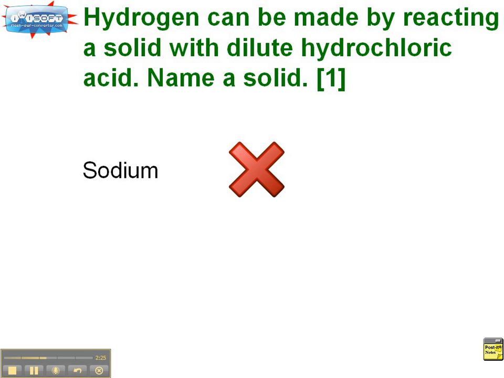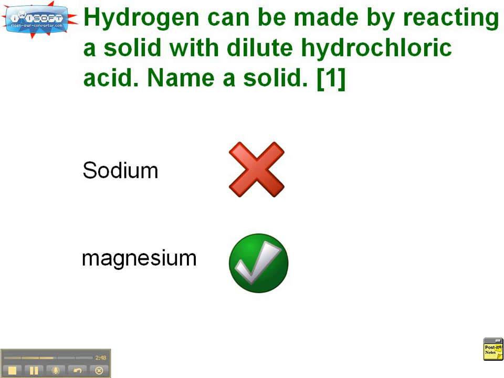Okay, the next one: hydrogen can be made by reacting a solid with dilute hydrochloric acid. Name a solid. Obviously sodium does give out hydrogen gas when reacted with dilute hydrochloric acid, but it is not appropriate, because the reaction is going to be too vigorous. So you have to choose less reactive metals like magnesium, zinc, etc. So not only do you have to make sure that your answer is theoretically correct, you also have to make sure that it is appropriate.